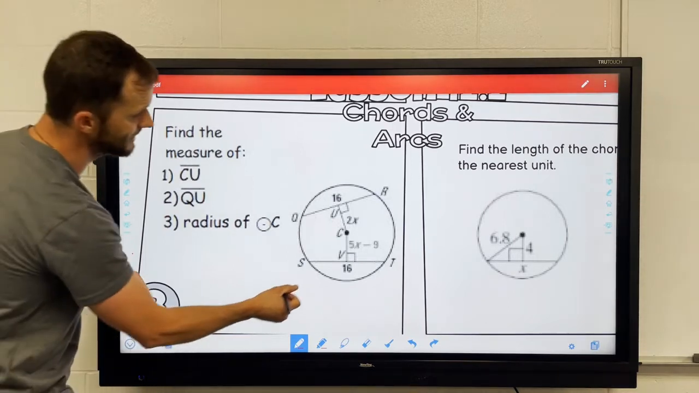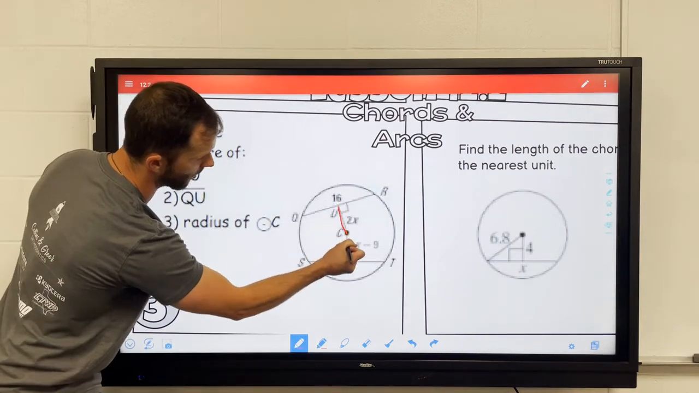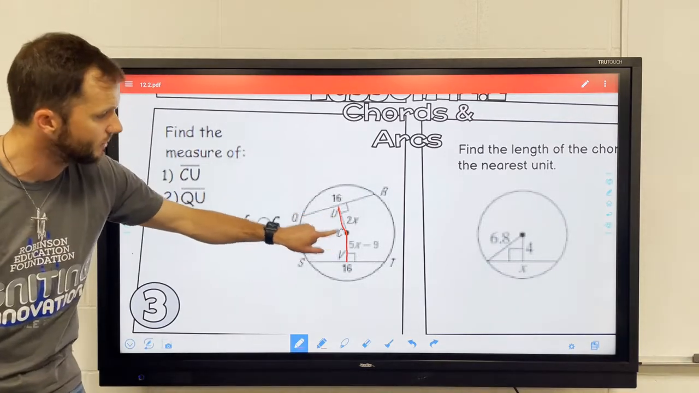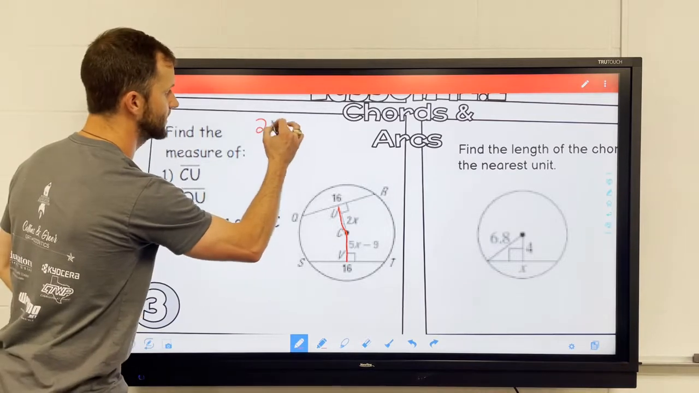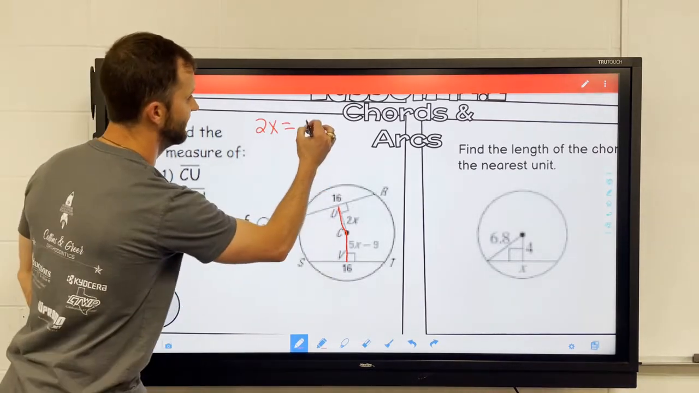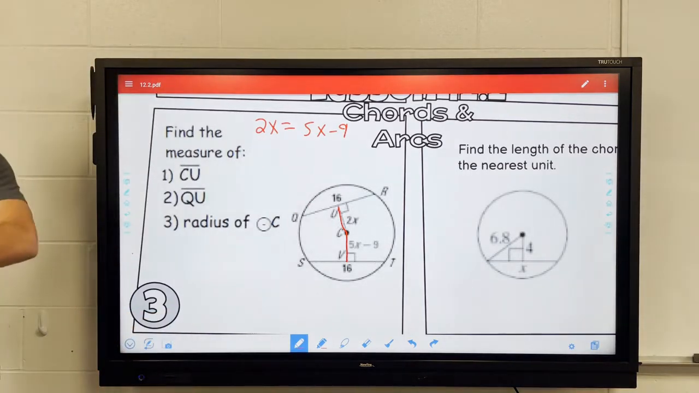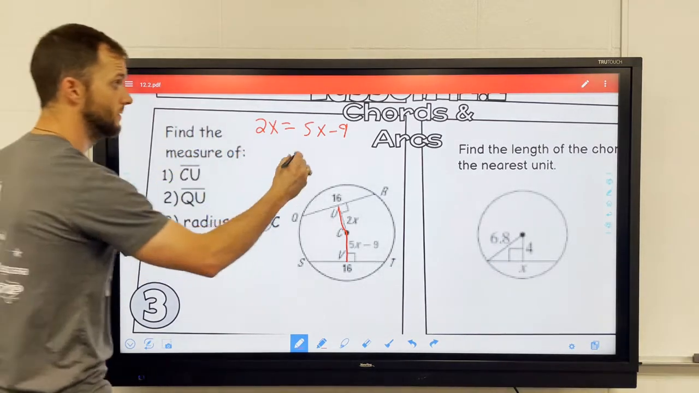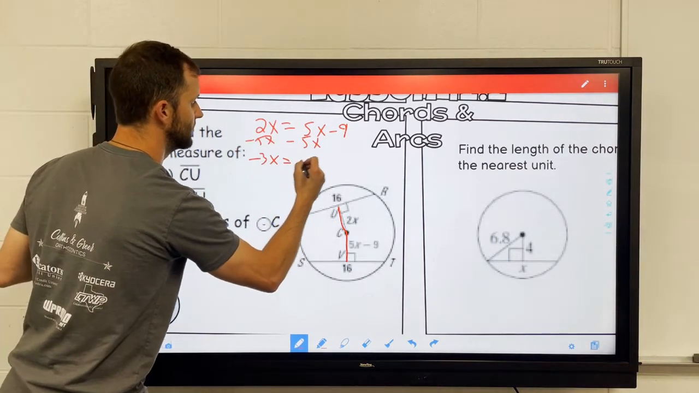So what that means, since those are equal, the distance from the center to the chord is also going to be congruent. So that means these two are going to be equal to each other. So what I'm going to do is take 2x and set it equal to 5x minus 9, and then I'm going to end up solving. So right now I need to get all the x's on one side, so what do I need to move over? Minus 5. I'll go ahead and just subtract the 5. So that'll give me negative 3x equals negative 9.